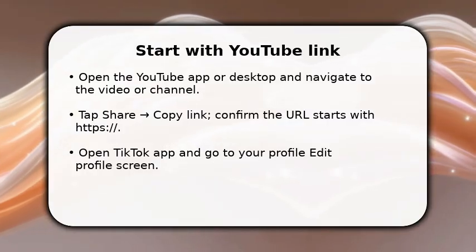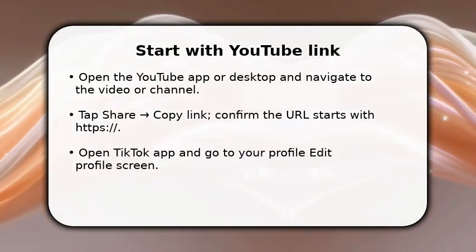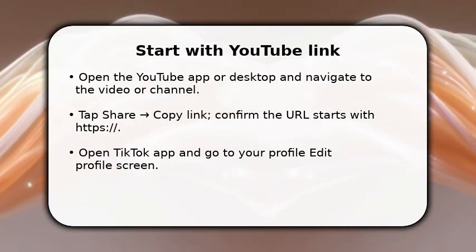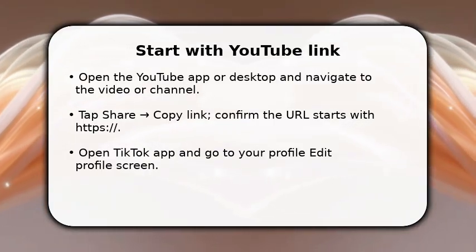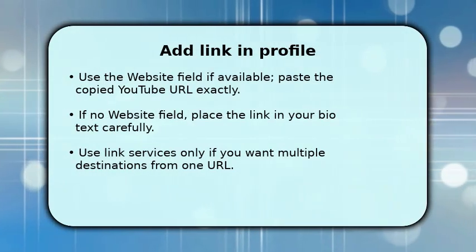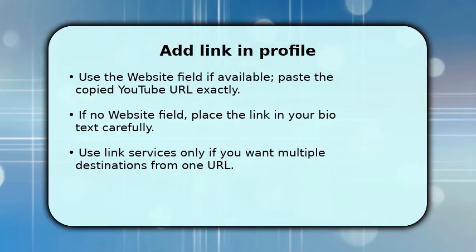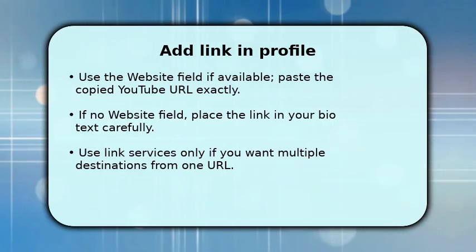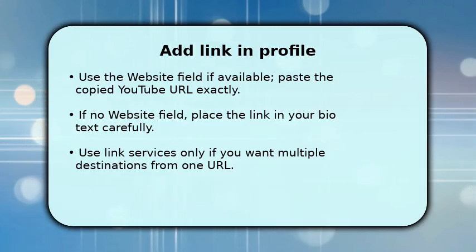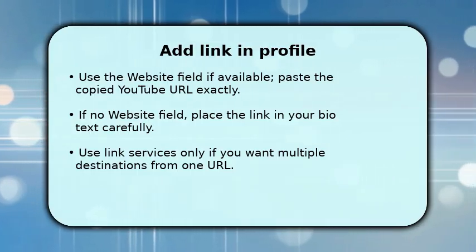Make sure the URL is the full https:// form so TikTok accepts it when you paste in the next step. You should paste the YouTube URL into TikTok's website field if your account shows it. This creates a clickable link. Tap Website, paste the link, then save. Make sure there are no extra spaces before or after the URL.